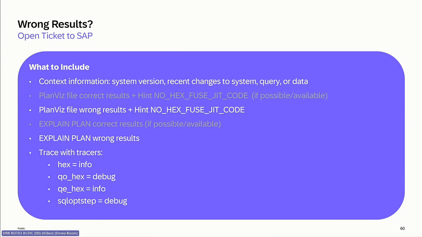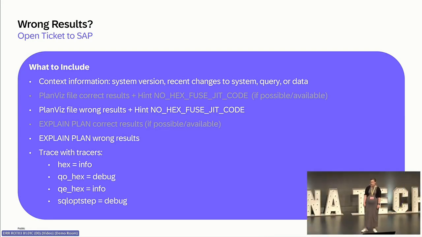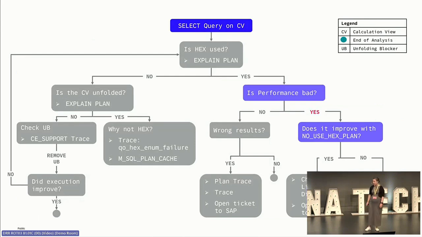When we are talking about wrong results, especially for an existing query, it's also possible it could be a bug. So we suggest opening a ticket to SAP and including the following information. And as a final note for wrong results, you can also try to execute the query with the hint no use hex plan. If it then gives you the correct result, then it's most likely a bug.